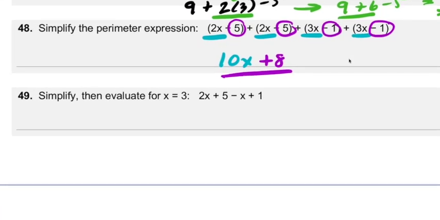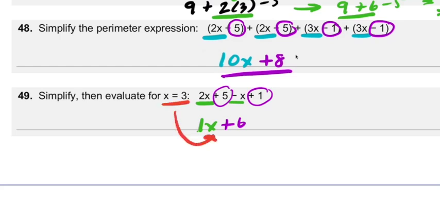And then this last one, simplify, then evaluate for x equals 3. So we want to simplify this first. So first thing I'm going to do, add up like terms. 2x minus 1x, which would just be... I was going to do more work. What am I doing? Okay, 2x minus 1x is just 1x. And then we have 5 plus 1 is 6. So adding up like terms. And then afterwards, they want us to evaluate at x equals 3. So we're going to substitute that in for x. So it's something like this. x plus 6, but now we know x is 3. So 3 plus 6, which is 9. And there we go.